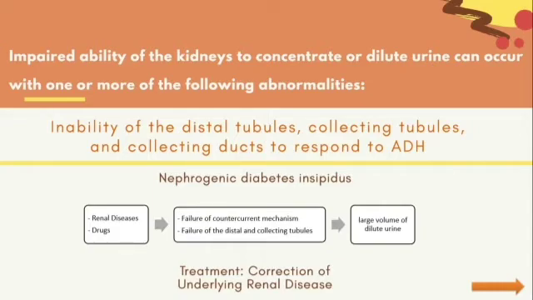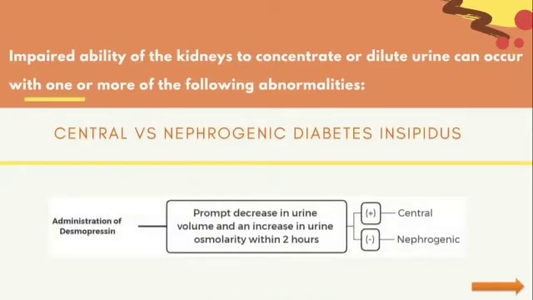Diuretics, which act by inhibiting the electrolyte reabsorption in the loop of Henle, can impair the function of this portion, compromising its urine concentrating ability. Other drugs such as lithium and tetracycline can also impair the ability of the distal nephron segments to respond to ADH. Nephrogenic and central diabetes insipidus can be differentiated from each other by administration of desmopressin. Absence of a prompt decrease in urine volume and an increase in urine osmolarity within 2 hours after injection of desmopressin is strongly suggestive of nephrogenic diabetes insipidus.